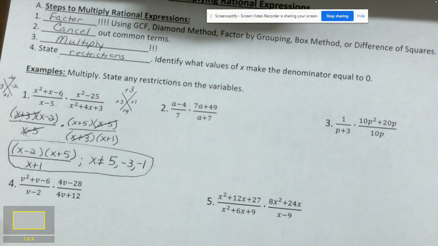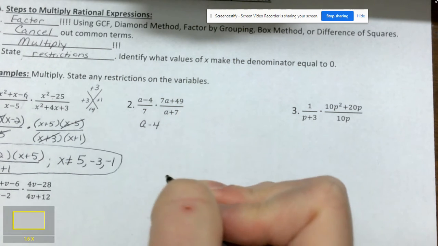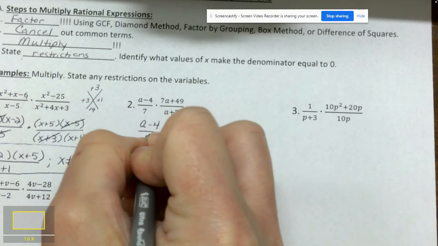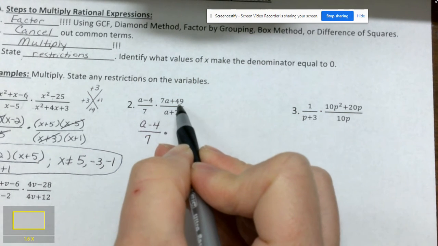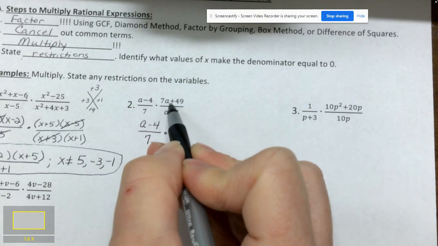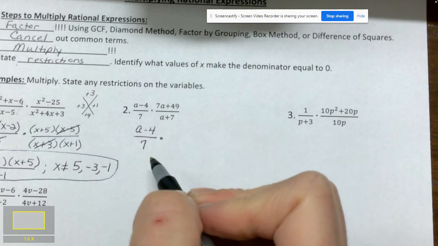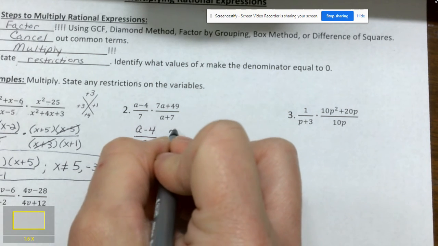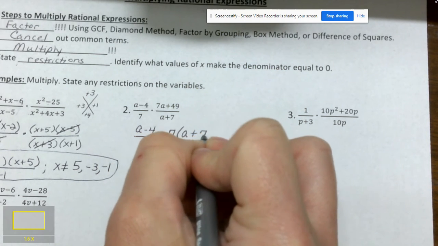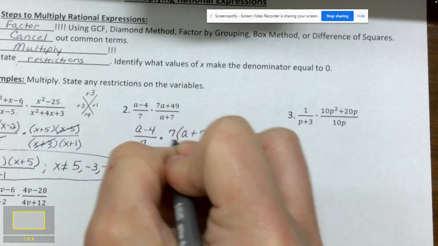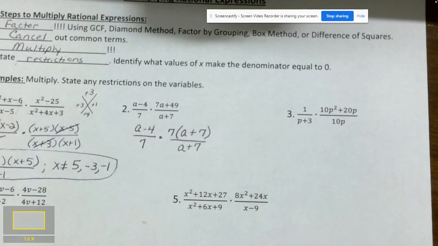Okay, let's look at number 2. A minus 4, I can't factor that any further. 7, I cannot factor any further. Okay, 7a plus 49. There's not a minus in there, so it's not a difference of squares. But do 7 and 49 have anything in common? They do. They have a 7. So I could take out a greatest common factor, and that will leave me with a plus 7 over, and then a plus 7, I can't do anything with that. That's as simple as it gets.